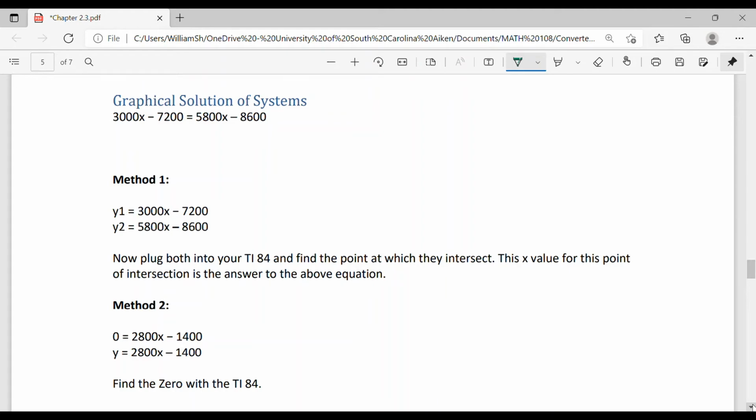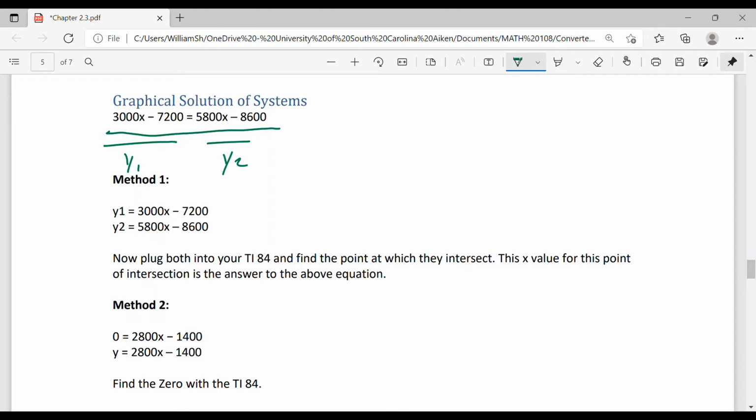In order to do it the graphical method, you've got two methods that'll work. Method number one is you let your y1 be 3000x minus 7200. And you let your y2 be 5800x minus 8600. So your original equation is right here: 3000x minus 7200 equals 5800x minus 8600. So we're going to let y1 be this side. We're going to let y2 be this side.